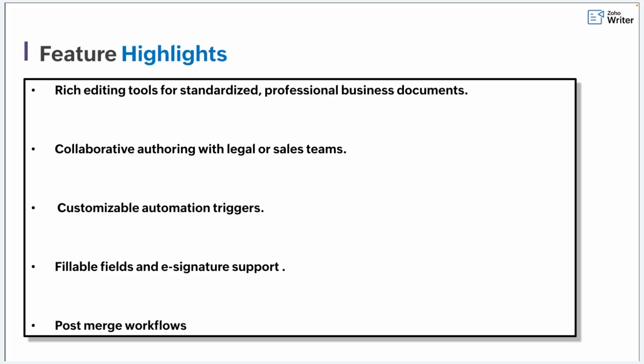Then we have fillable fields and e-signature support, which help you capture client inputs and close agreements faster. And finally, Writer offers powerful post-merge workflows. Once a document is created, you can send it for signature, store it securely in WorkDrive, share it via email, or even send and collect additional data using the fillable fields. These capabilities form the foundation of the scenario that we are about to explore.